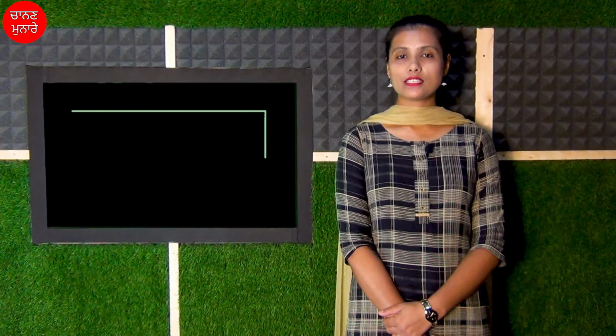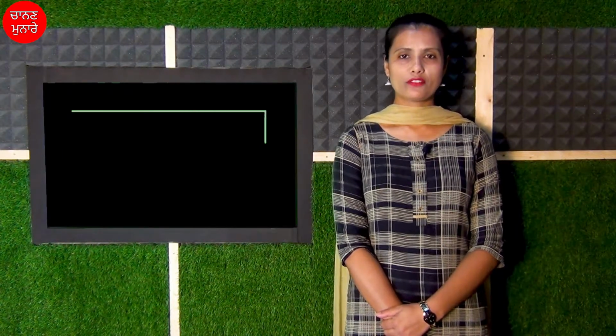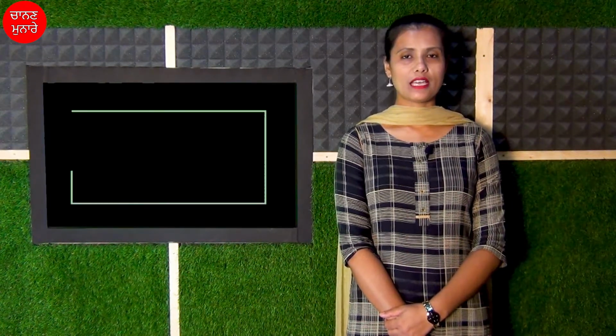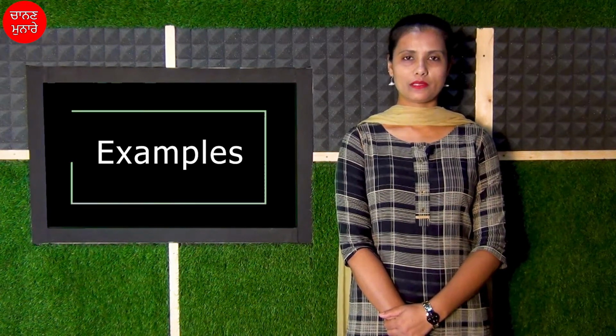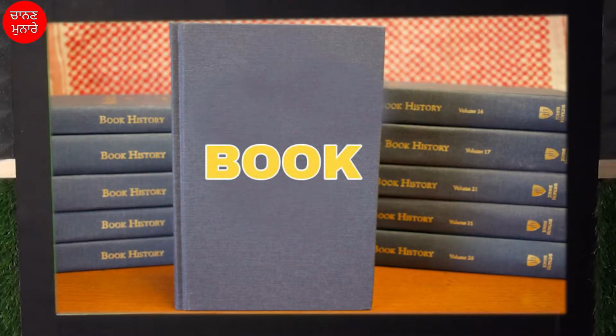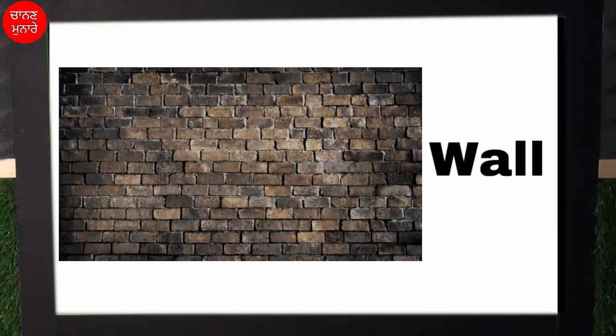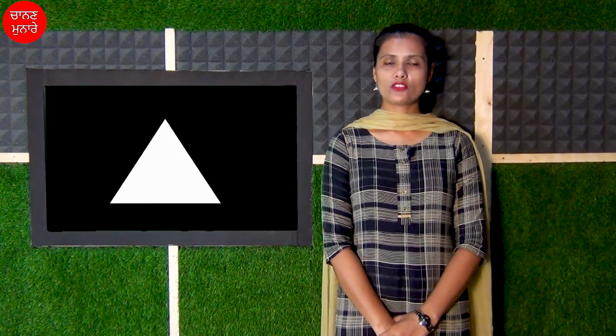Next shape is similar to a square, but it is called a rectangle. It is also a two-dimensional closed figure with 4 sides and 4 corners. The two opposite sides of a rectangle are equal. Let's take few examples. A TV, a book, wall.